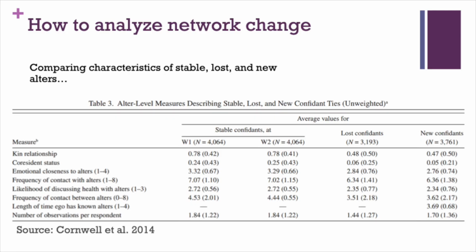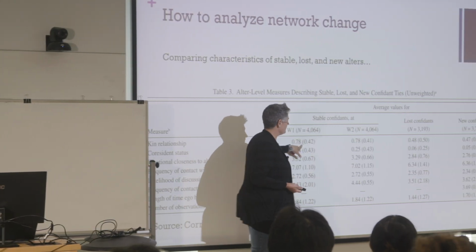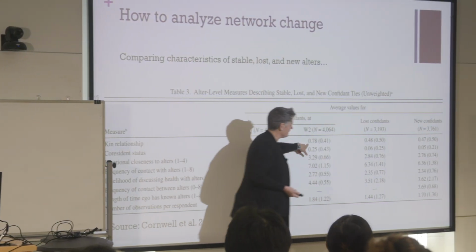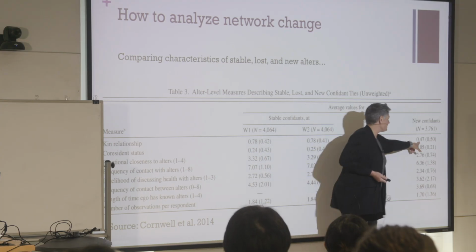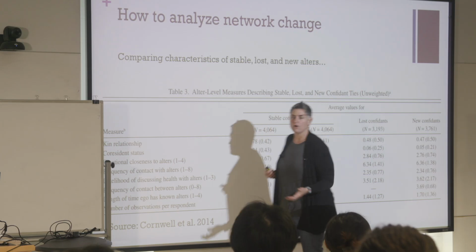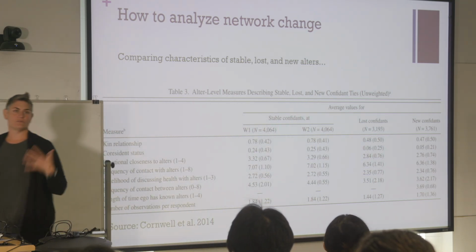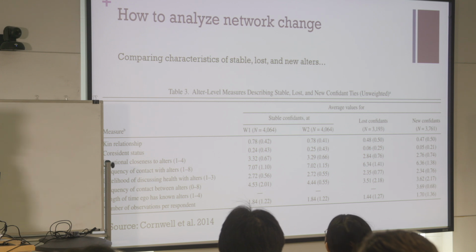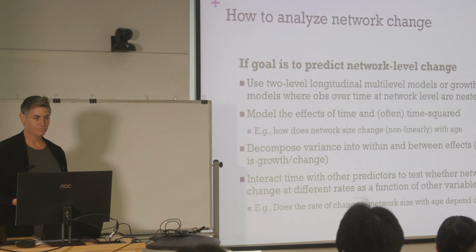So this top one, for example, is the kin relationship. Among those that are stable, again, these are the same people, which is why they're very similar, but they're 78% kin, but only 48% of those that were dropped and 47% of those that came into the network were kin, right? So what this tells us is that overall, we tend to retain kin more so. The kinship ties tend to be more stable than other kinds of ties, right? And so you can do this for any network characteristic.